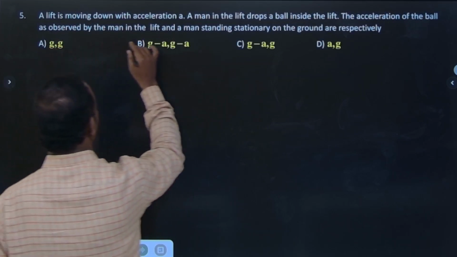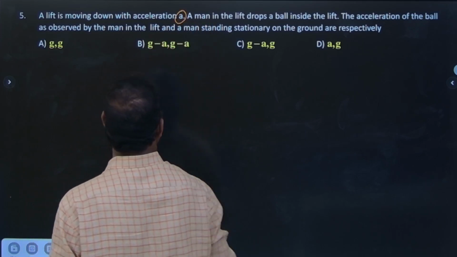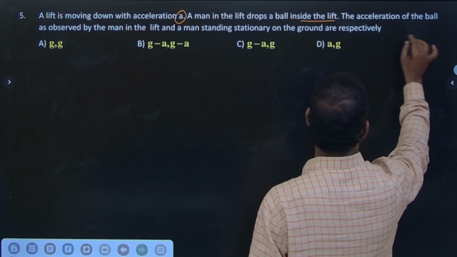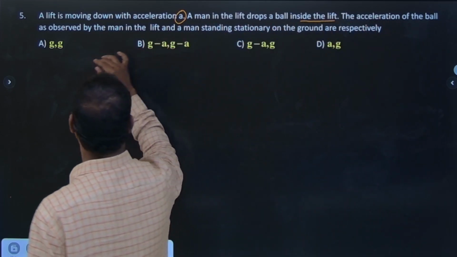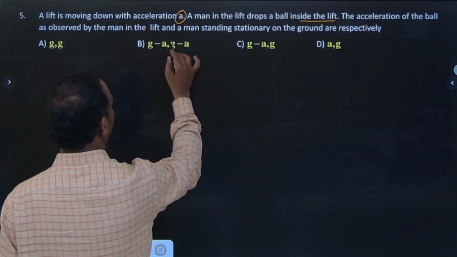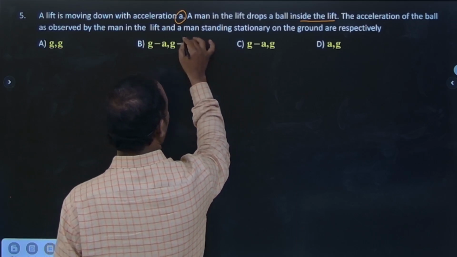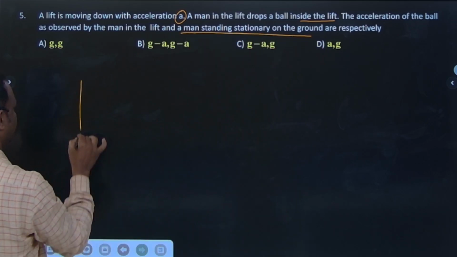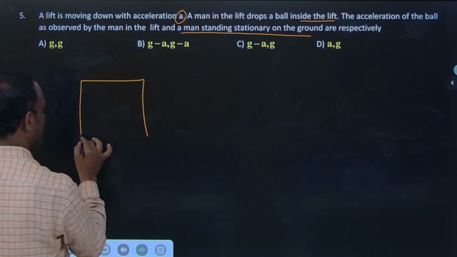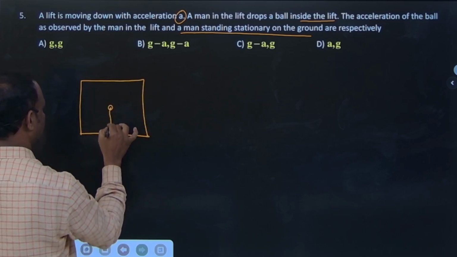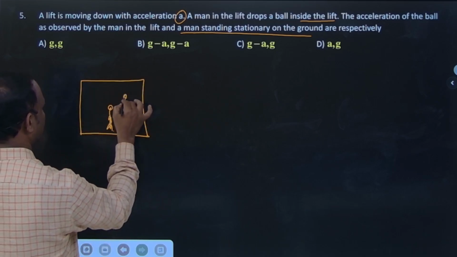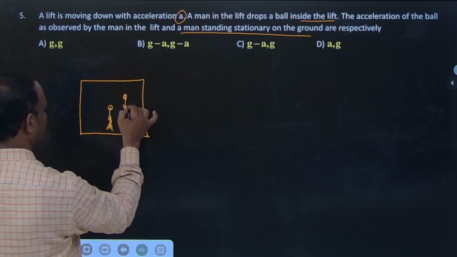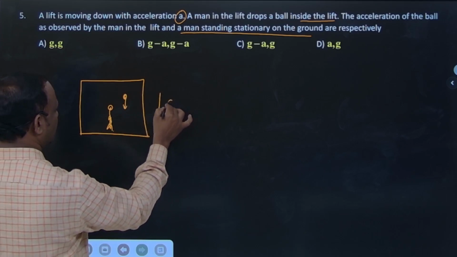A lift is moving downwards with an acceleration A. A man in the lift drops a ball inside the lift. The acceleration of the ball as observed by the man in the lift and by a man standing stationary outside on the ground. So this is the lift, a man is inside the lift, and a ball is dropped. What is its acceleration? It's a free fall.